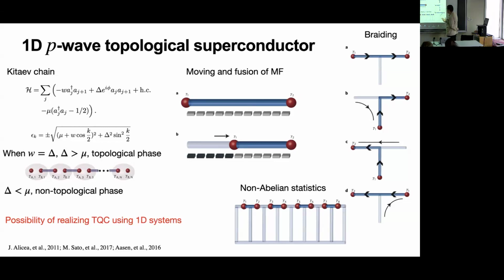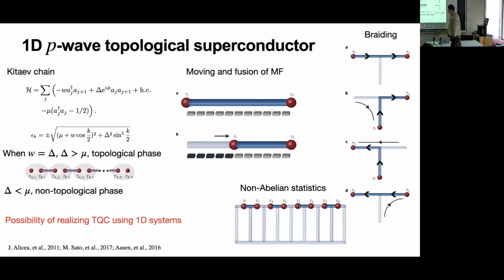We also investigated the minimal braiding, which is one of the building blocks of non-abelian statistics, using T junctions. So people have a gamma 1, gamma 2 pair. This is the topological phase and this is the non-topological phase. Then this gamma 1, gamma 2 can be exchanged by this process.